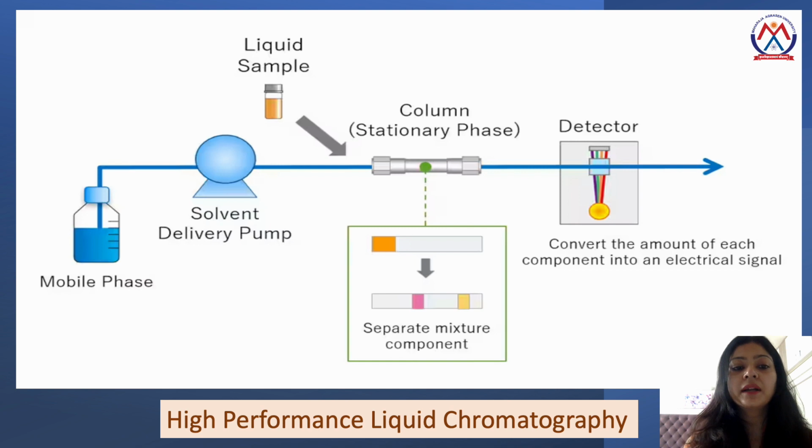This is the diagrammatic representation of HPLC. The mobile phase is pumped to the separation column where the stationary phase is present. The mobile phase separates the mixture into its components and the detector detects the components when they are eluted from the column, and a chromatogram is drawn in the computer.